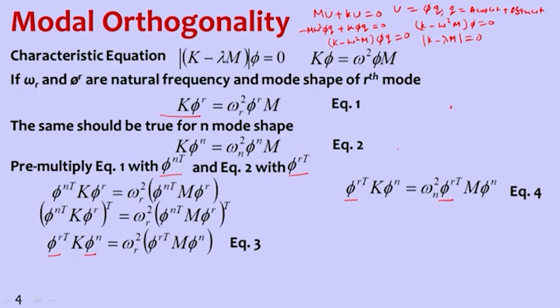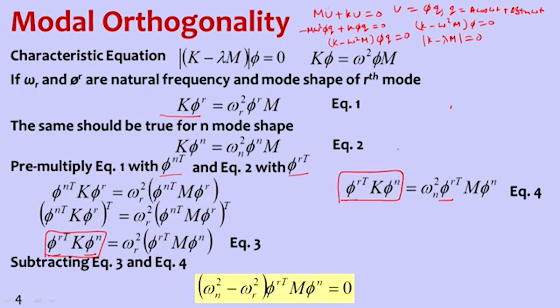Now if we look at equation number 3 and equation number 4 and subtract 3 from 4, the first term here and this term here are both the same. Phi r transpose m phi n is common in both. So the left hand terms are the same, which means the answer is 0 there. So (omega n square minus omega r square) into phi r transpose m phi n is equal to 0.